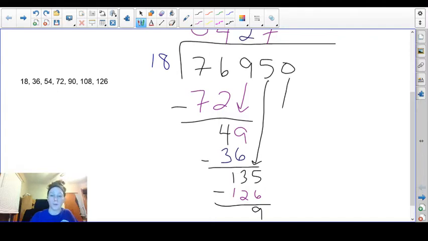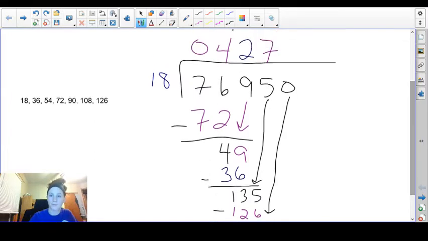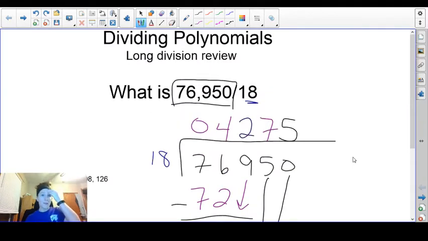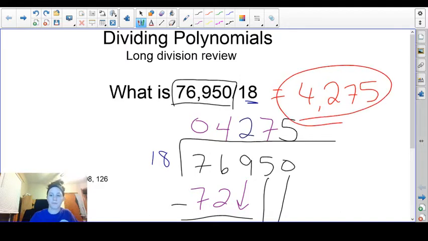And I notice I still have one more number. 18 cannot go into 9, so I bring that 0 down. How many times can 18 go into 90? 1, 2, 3, 4, 5 times. And then 90 minus 90 is 0, so we end up dividing fully out. So my answer is what is 76,950 divided by 18. 4,275. Woo! Just long divided.